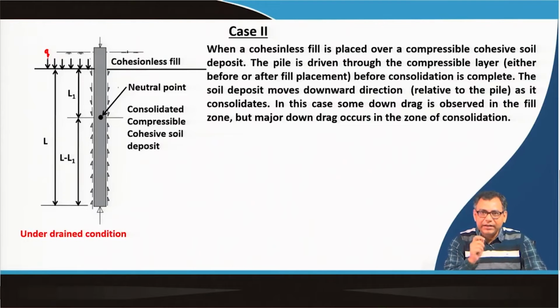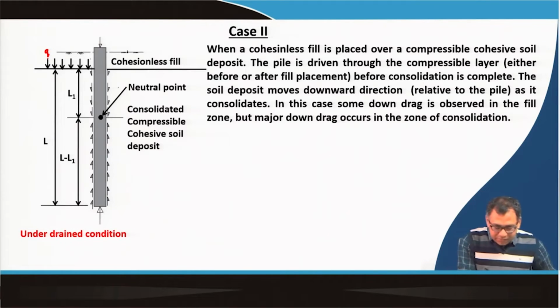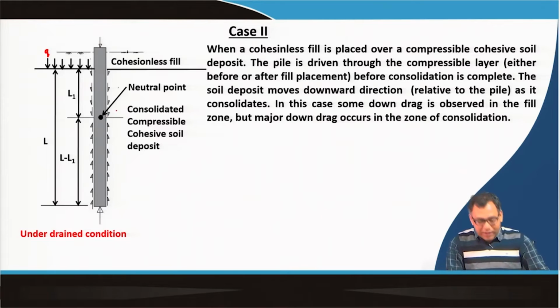So that means pile length should be sufficiently large, otherwise most of the portion will be negative skin friction. And if we provide a larger length of the pile, then this negative skin friction will be counterbalanced by the positive skin friction. So now there will be a neutral point. Above the neutral point there will be negative skin friction and below the neutral point there will be positive skin friction.